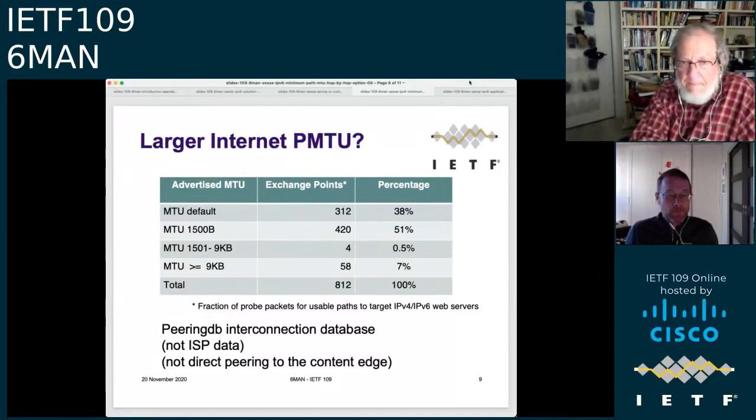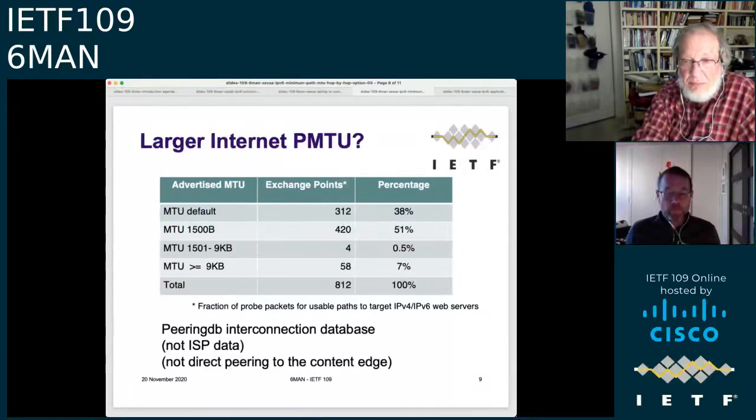So what's our chance of using them? I had data that showed tests from the edge, looking at the Alexa top 1 million, and it wasn't very exciting. Most of them supported 1500. Very boring. So why might that be the case on end-to-end paths across the internet to web servers?